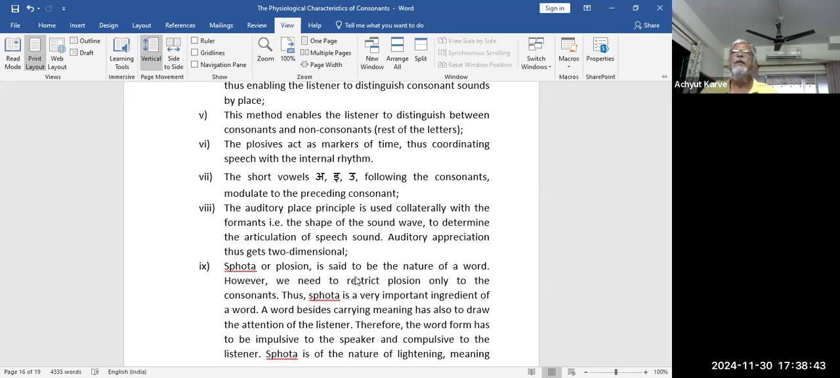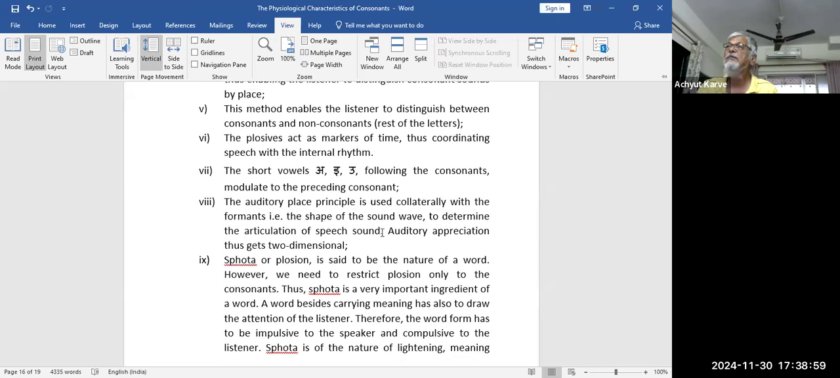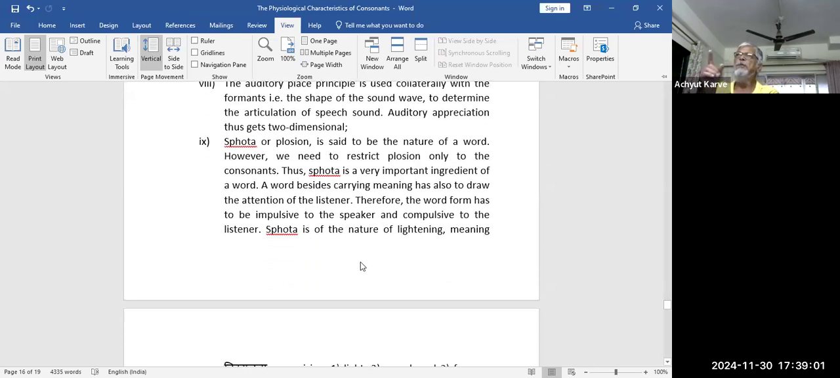Spota or plosion is said to be the nature of the word. However, we need to restrict plosion only to the consonants. The spota is a very important ingredient of a word. A word, besides carrying meaning, has also to draw the attention of the listener. The spota has to be like a firecracker. When a firecracker goes off, your attention is immediately drawn. Why? Because of spota.